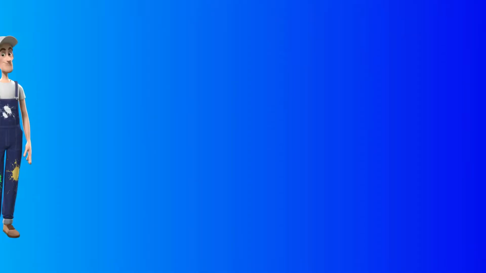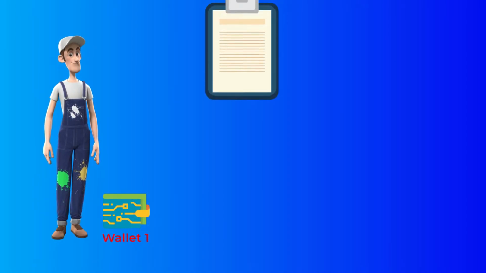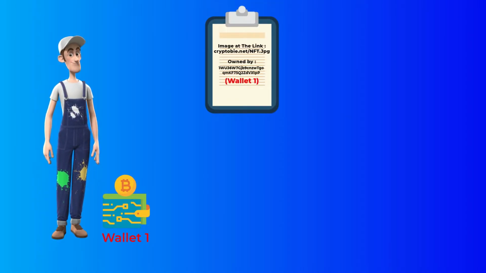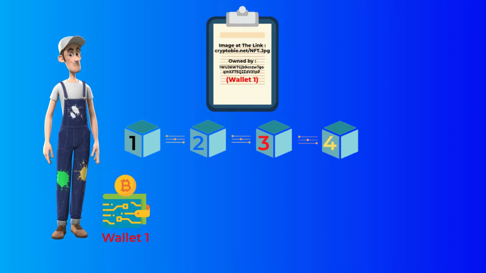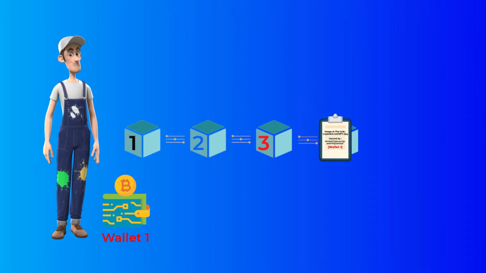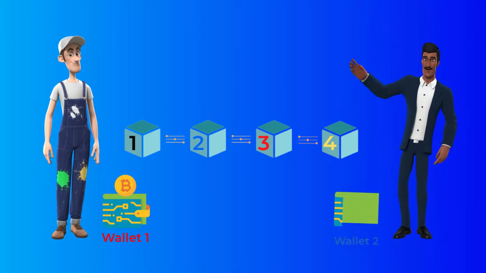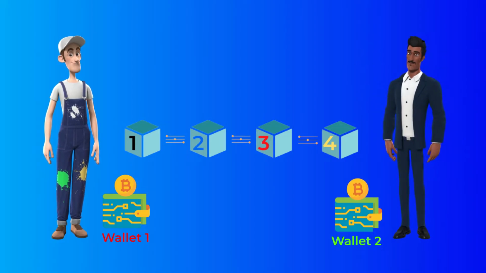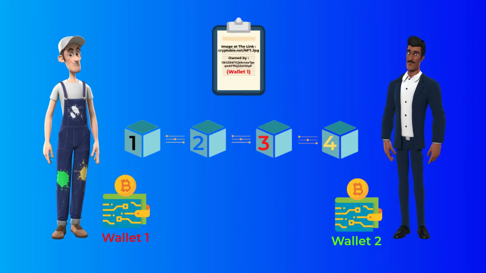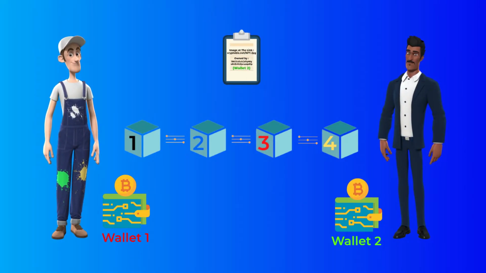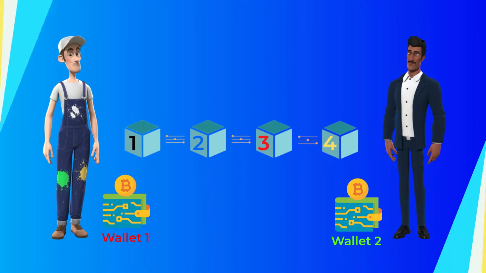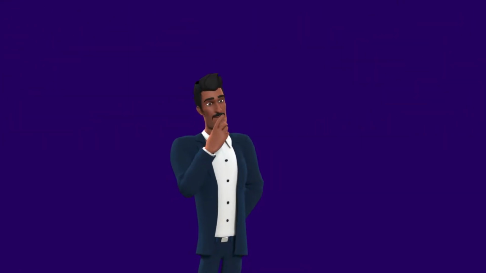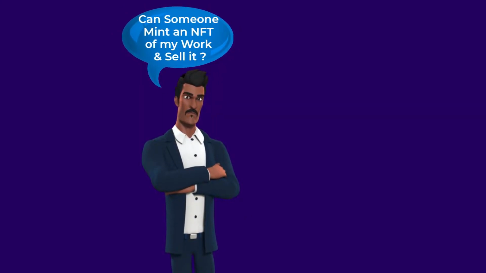So, the next time you finish an artwork, you go and mint an NFT of the original image. Minting an NFT means creating an NFT on the blockchain that proves that you are the owner of this artwork. This NFT can't be edited by anyone. You only can transfer the ownership of the original image by selling the NFT, which is updated to reflect the new owner. Now you may be wondering, can someone mint an NFT of my work and sell it?